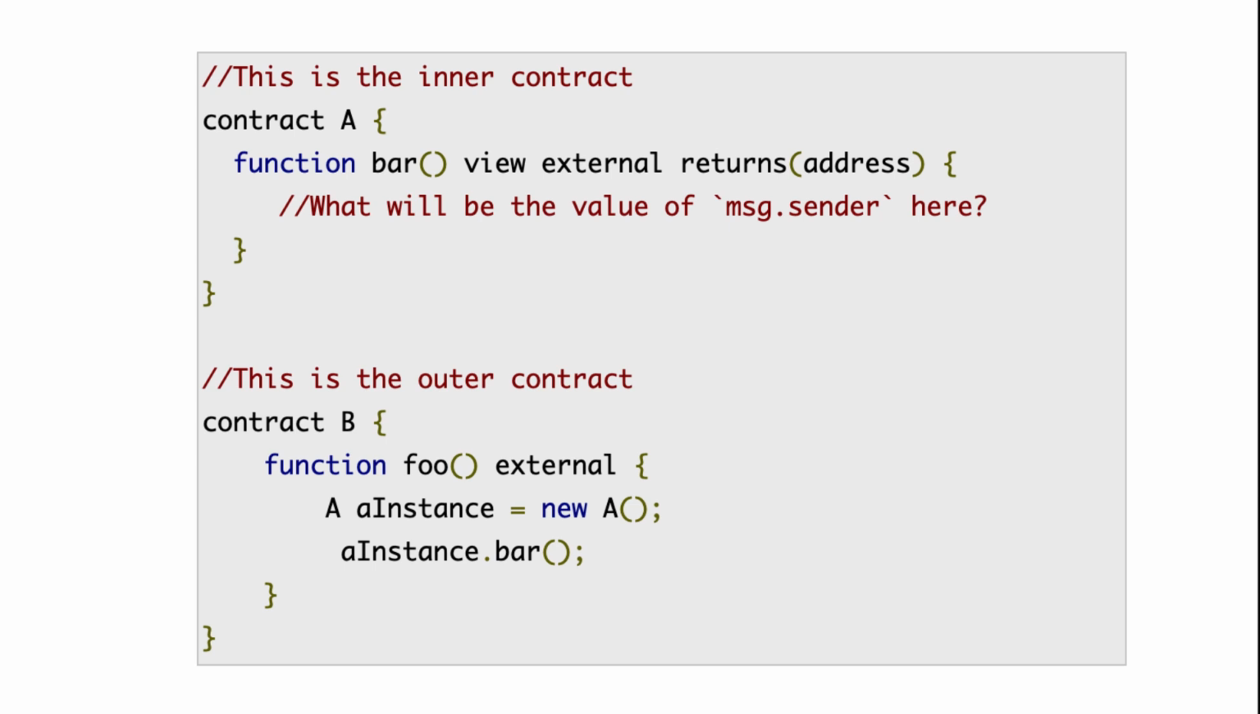And if you look inside contract A, the bar function, what we want to know is what will be the value of msg.sender inside this bar function. So msg.sender will not be the address that called contract B, but instead msg.sender will be the address of contract B.